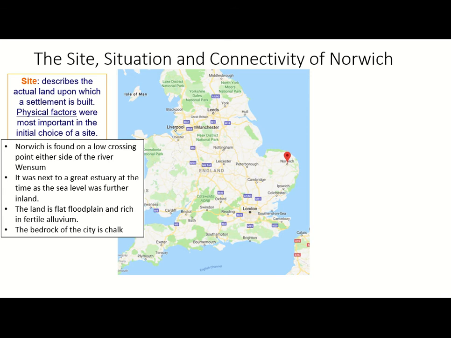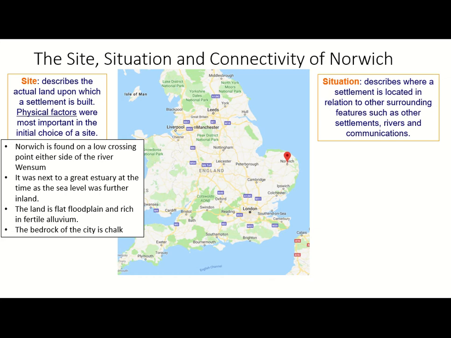So there we go. It's built across the Wensum on a low crossing point, near a great estuary, with the sea further inland, a flat floodplain, rich and fertile for growing crops, and on a chalk base, which provided us not only with building materials, but also with an aquifer, a store of water that we could tap into.